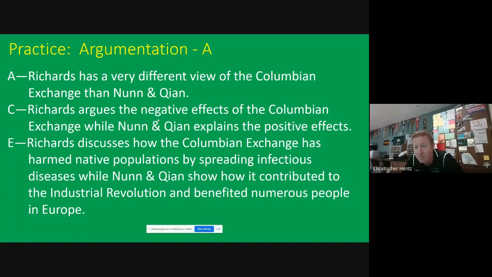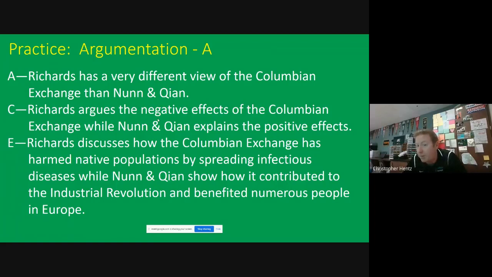Okay, here's where your point comes in. E: Richards discusses how the Columbian Exchange has harmed native populations by spreading infectious disease, while Nan and Kian show how it contributed to the Industrial Revolution and benefited numerous people in Europe. Okay. And that one is probably the easiest way to do that one, because you're just pulling stuff from the article, or from the paragraphs. Okay, any questions on that response? That one's probably the most basic response, positive, negative.